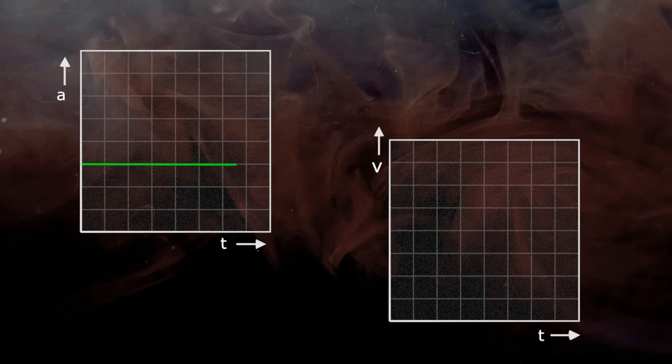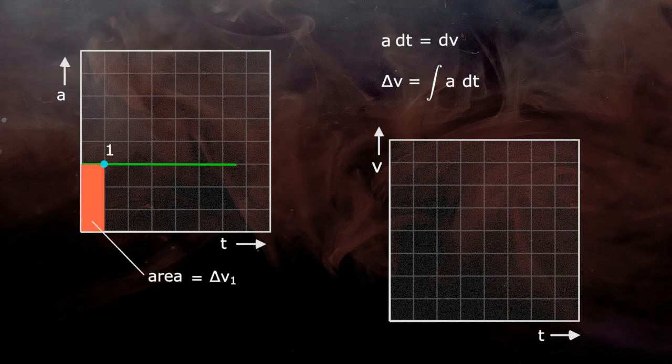But if the graph is given in reverse order, that is if the at graph is given and the vt graph is to be found out, then we have to use the equation a equals dv by dt. As we need to find out v, by integrating both sides, we get the change in velocity delta v equals integration a dt. So if we take any point 1 at time t1, the area under the at graph gives the change in velocity. If we plot this delta v1 for initial velocity v0, we get v1. Likewise, mark v2 for time t2 and so on, and we get the vt curve.